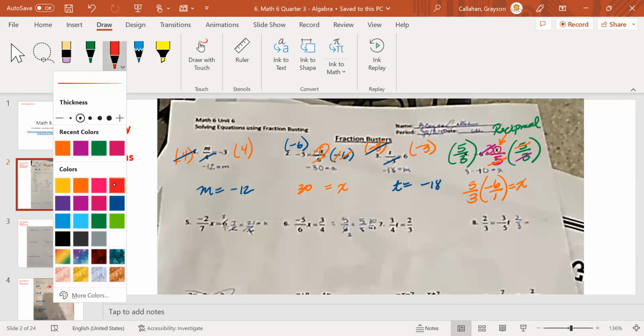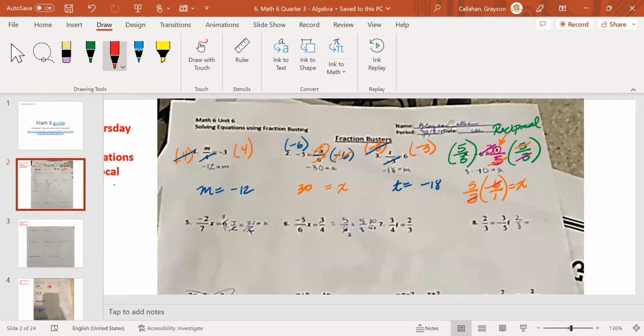So do you see how there's a 6 and a 3 on the bottom? What's 6 divided by 3? 2. So it's a negative. Don't forget the negative, okay? 5 times negative 2 is a negative 10 over 1. So it's just negative 10.